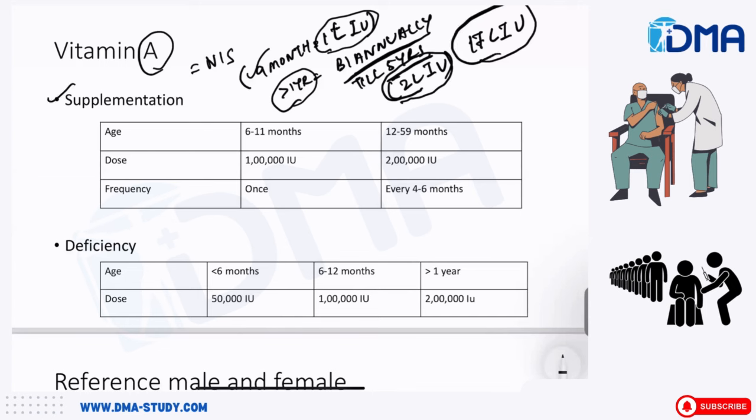See the supplementation between 6 to 11 months. Usually at 9 months, 1 lakh international units is given. Till 5 years, 2 lakh international units every 4 to 6 months. Usually every 6 months. Okay. So this is a part of the normal supplementation.